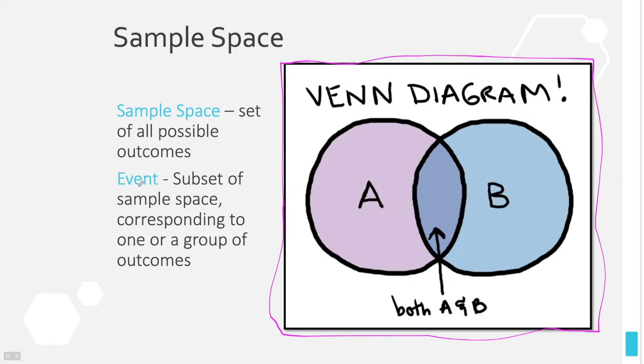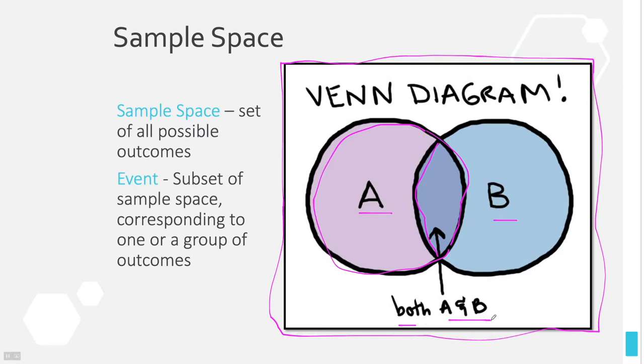And then the event, we use rectangles for the entire sample space, and we use circles in the Venn diagram for events. So here we have event A and event B, and they're represented by circles. And those are subsets of the sample space, and you can choose how you're going to define them. It could be that an event just has one single outcome, or it could be an entire group of outcomes, but it always is some sort of subset of the sample space. Here, this almond shape is going to represent both A and B, and we'll talk about that a little bit later.